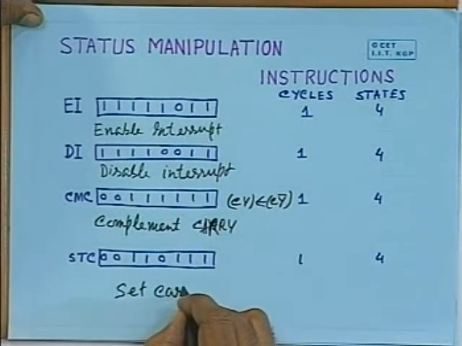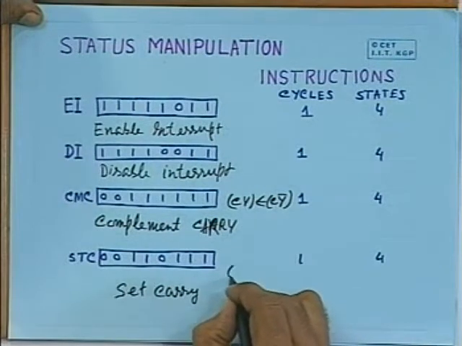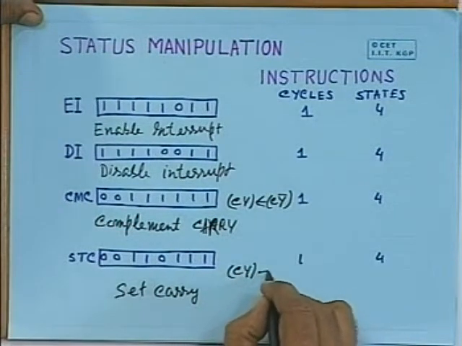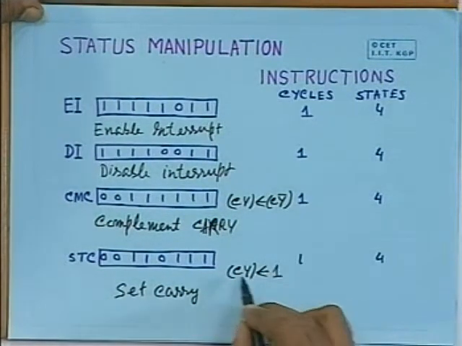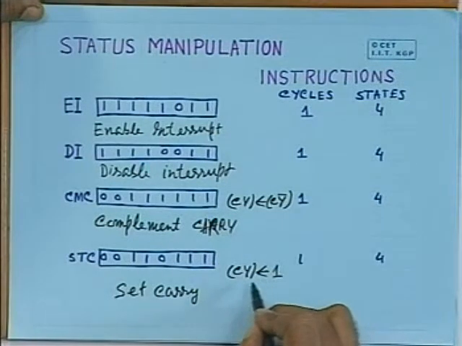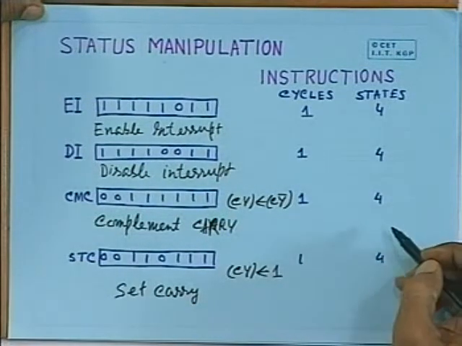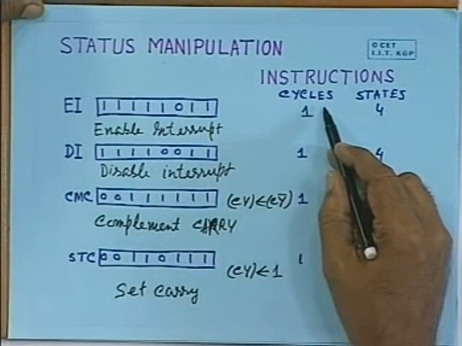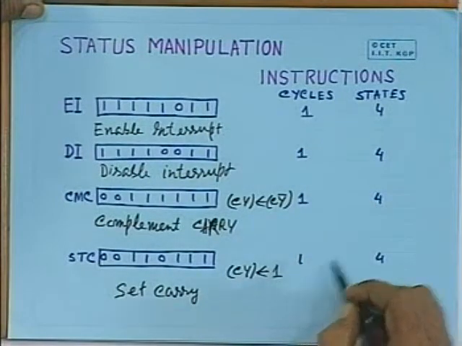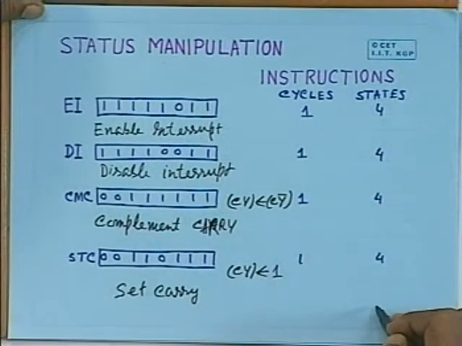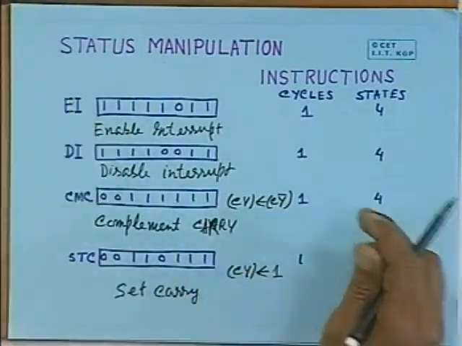By using this set carry instruction, this carry flag bit is set to 1. Here also you are modifying the carry flag bit, but you are not performing any other operation. So, in all these cases, as you can see, you require 1 machine cycle and 4 states. So, these 4 belong to the status manipulation instructions.